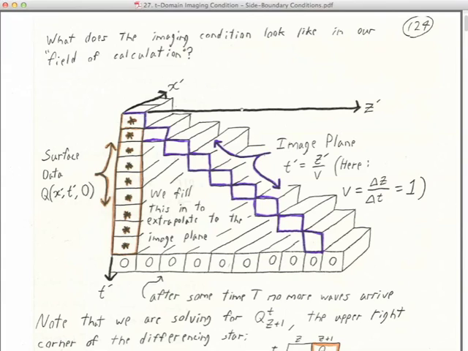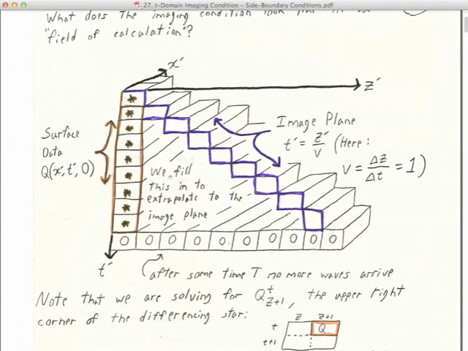You know, our field of calculation, okay, time going down, just like the original data, and it's t prime, right? We've brought back the primes just to make sure we know we're in retarded coordinates. The data are in x and t, right? But x is equal to x prime and t is equal to t prime. That's not true in general, but at z equals 0, which is our data, t is equal to t prime, right? So that's no problem. Our data is just hanging in here with these values that are the brown asterisks.